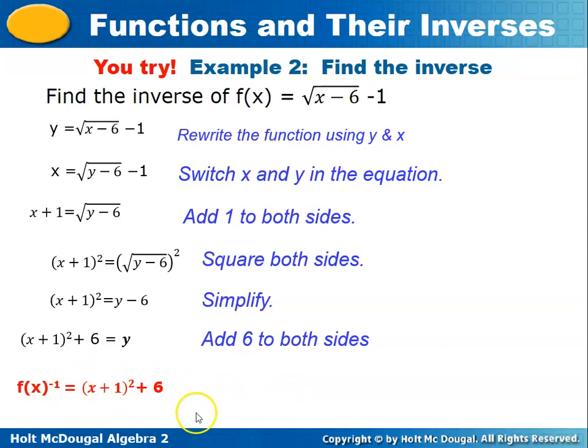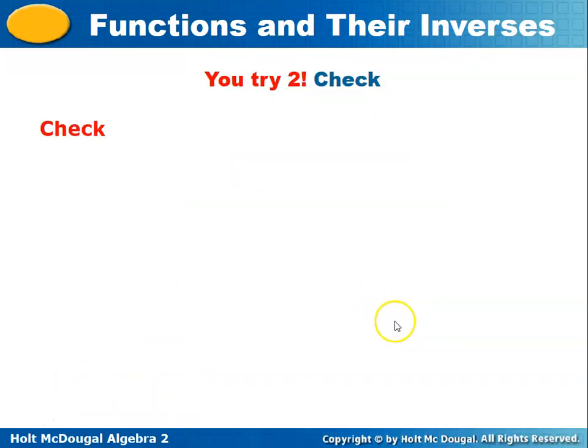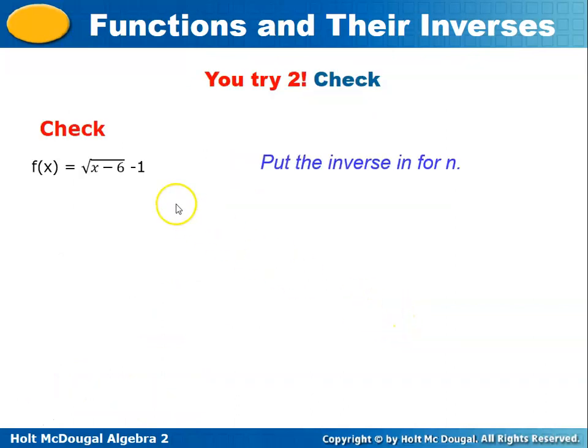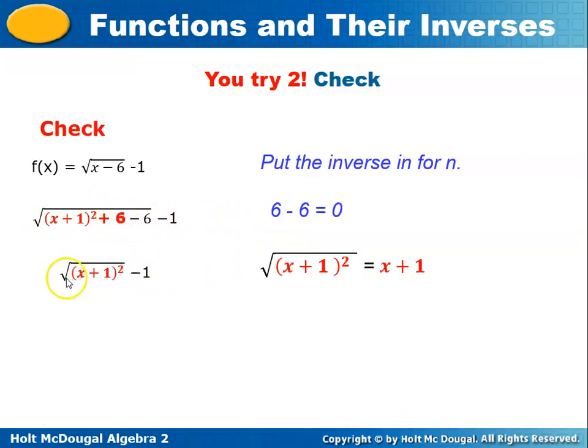So once again, we're going to take this whole function right here and put it up there where that x is to check it. Once again, notice here we got 6 minus 6, so that's 0. That's going to leave us the square root of x plus 1 squared. Again, the square root and the square are going to cancel each other out, right? So that's going to leave us with x plus 1 minus 1. Well, obviously 1 minus 1 is 0.